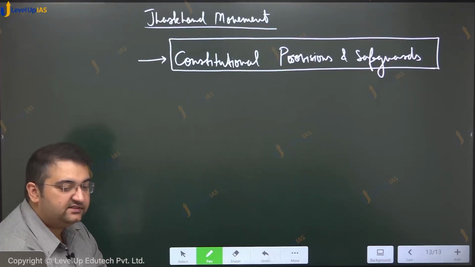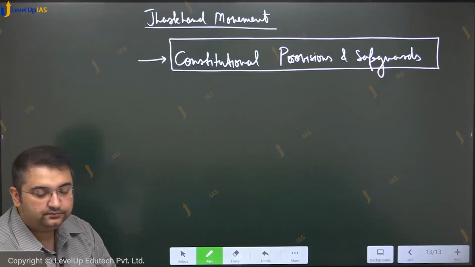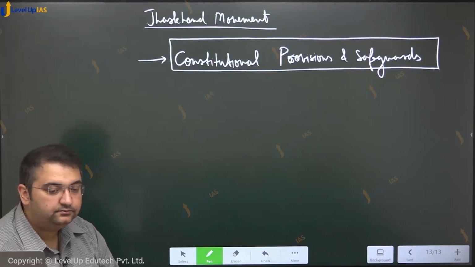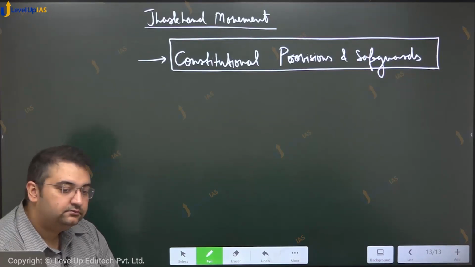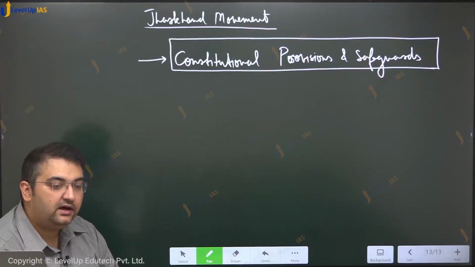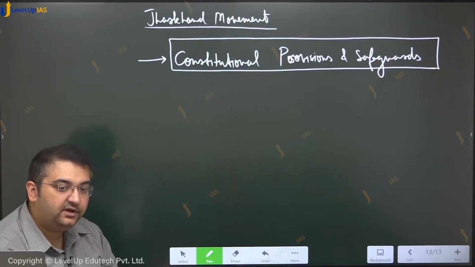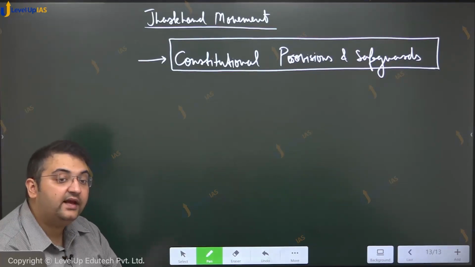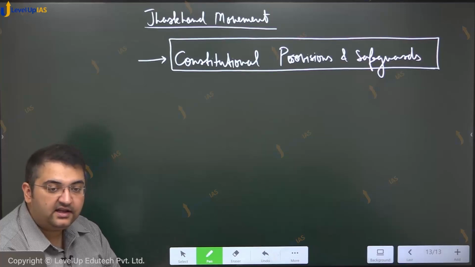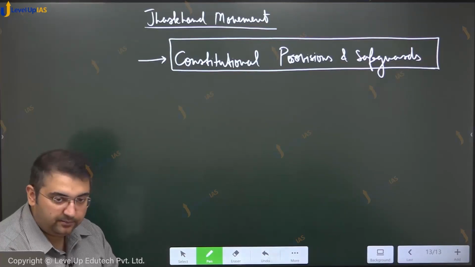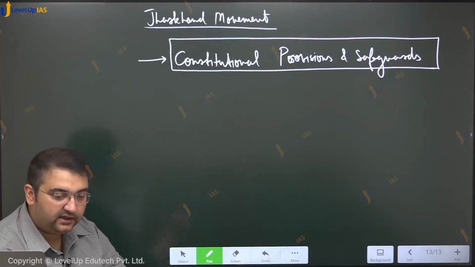Article 46. क्या है ये? It is a directive principle of state policy which places the responsibility upon the state to extend the Panchayati Raj system to the tribal areas. D.